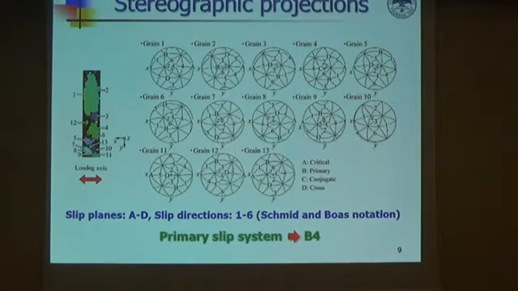And as you know, copper is an FCC metal, so it has 4 slip planes and 6 slip directions. So in this projection, we denoted the 4 slip planes as A to D and the 6 slip directions as 1 to 6 in accordance with Schmid and Boas notation. In this notation, the primary slip system, which has the largest Schmid factor, is expressed as B4. B means the primary slip plane, and 4 means the primary slip direction.